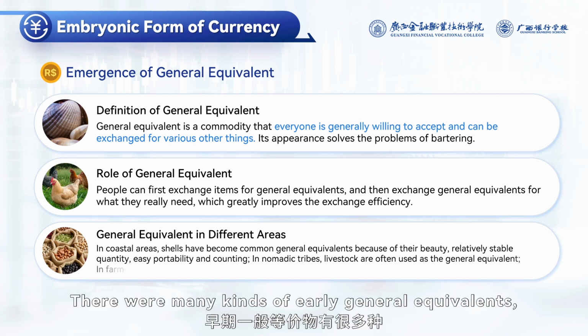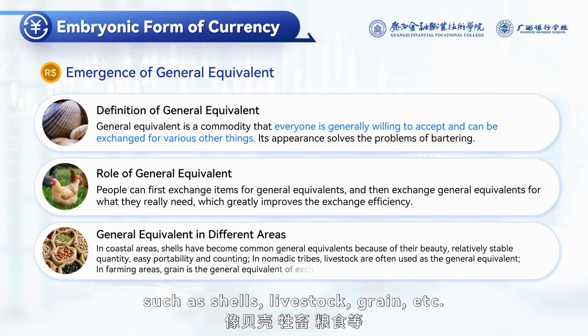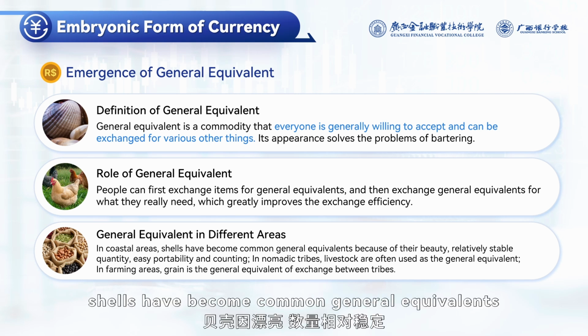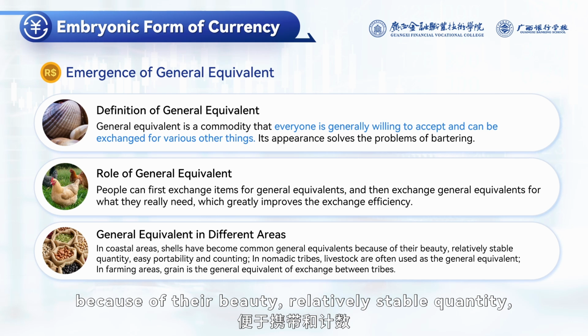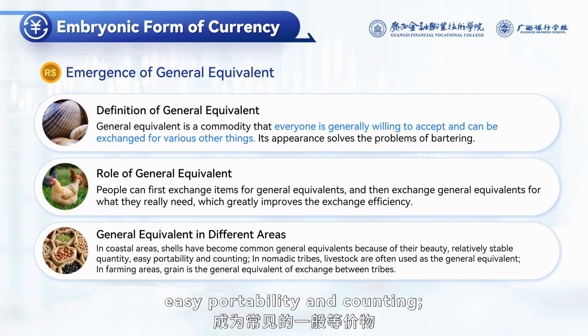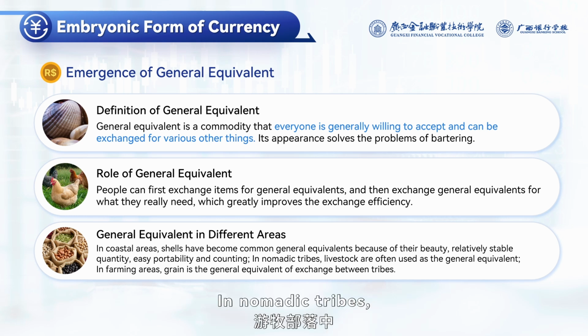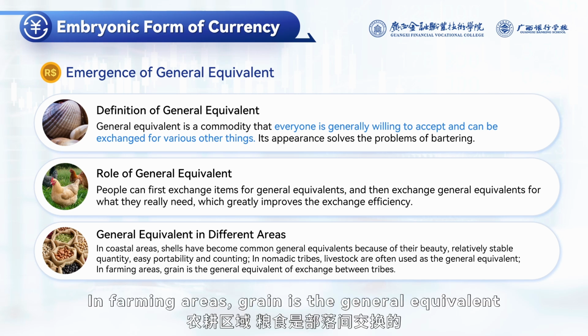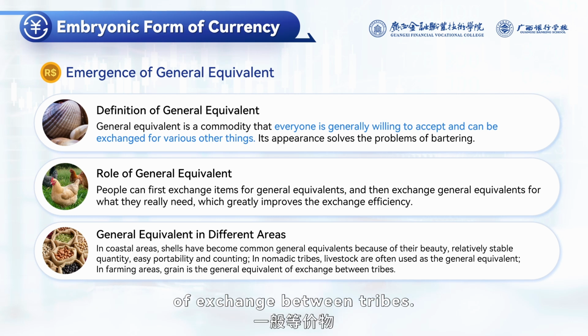There were many kinds of early general equivalents, such as shells, livestock, grain, etc. In coastal areas, shells have become common general equivalents because of their beauty, relatively stable quantity, easy portability, and ease of counting. In nomadic tribes, livestock are often used as the general equivalent. In farming areas, grain is the general equivalent of exchange between tribes.